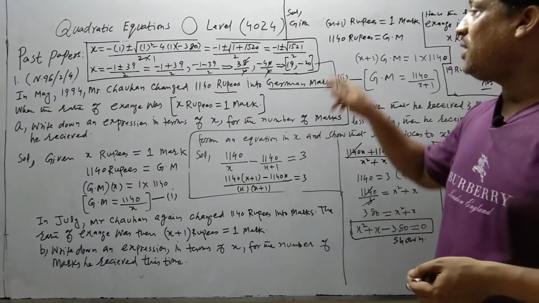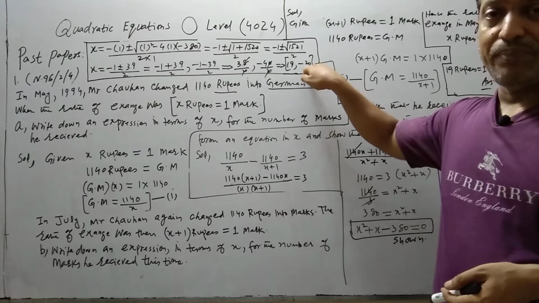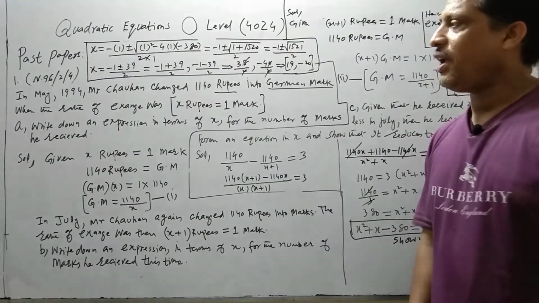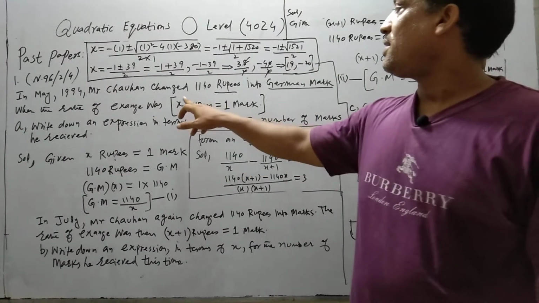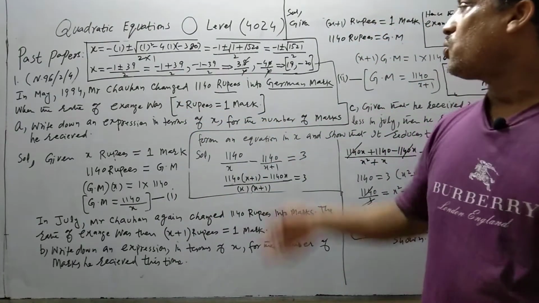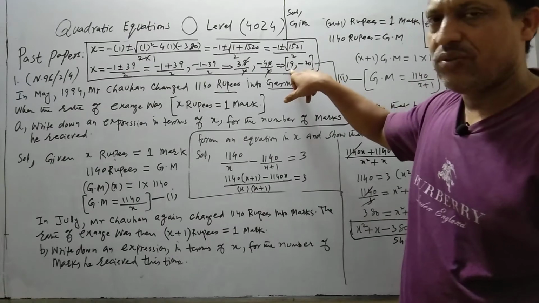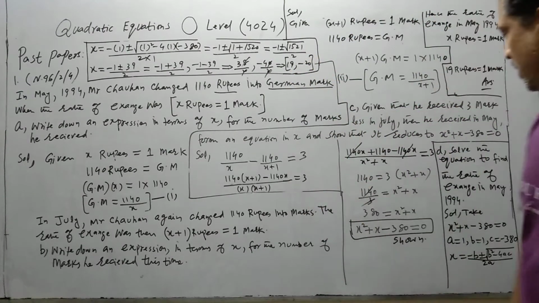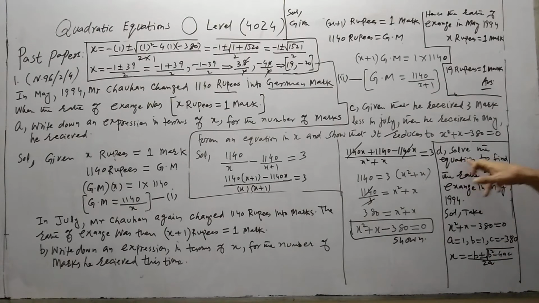But we have to discard this value, minus 20. Minus 20 is not admissible. Why? Because this is x rupees. Rupees can never be negative. So we have to take only one value, 19, the positive value. And what is the question? Question is to find the rate of exchange in May 1994.